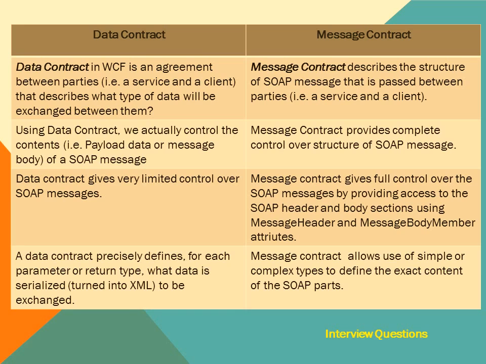Data contracts give me limited control over the SOAP message, whereas message contract gives full control over the SOAP messages by providing access to the SOAP header and body sections using message header or message body member attributes. Lastly, a data contract precisely defines for which parameter or return type what data is serialized to be exchanged. Message contract allows using simple or complex types to define the exact content of the SOAP parts.